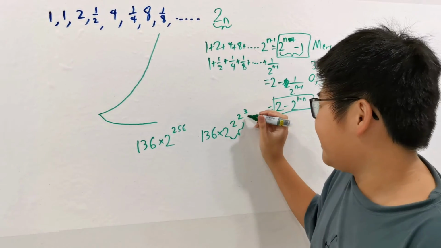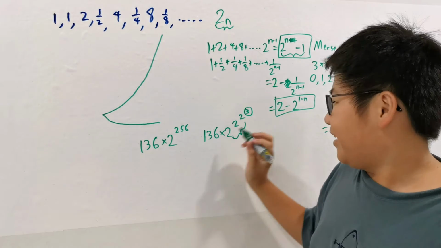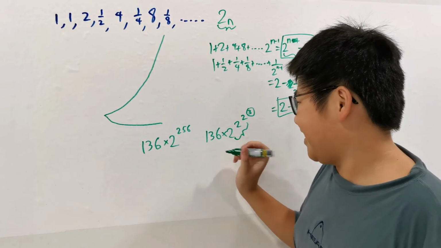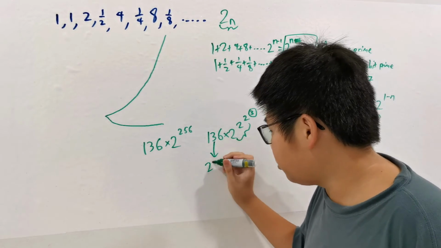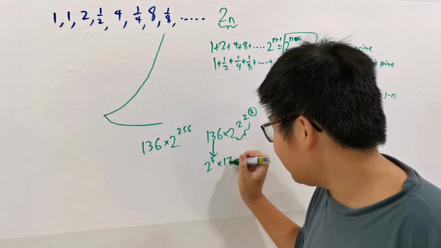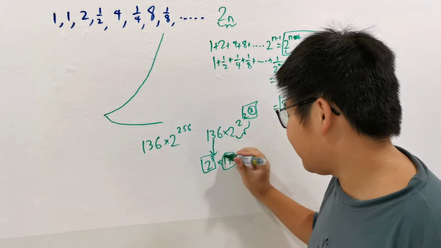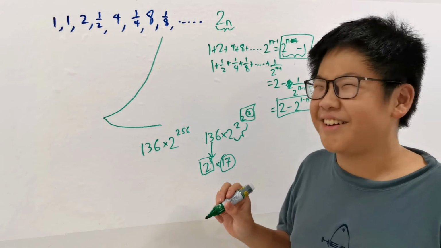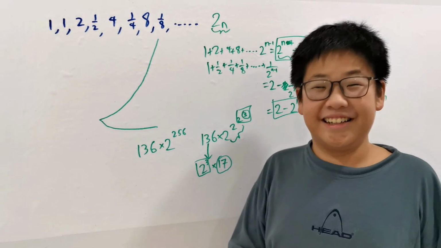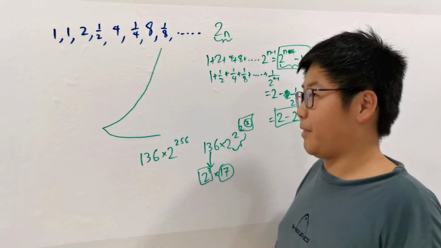Look, 2, 2, 2, and then there's this 3 at the top. And look, 136. 136 is actually 2 cubed times 17. Isn't it spectacular? 2 cubed here, 2 cubed here. And it also has 17, my favorite 2-digit prime, which is a very, very interesting coincidence, I might say.